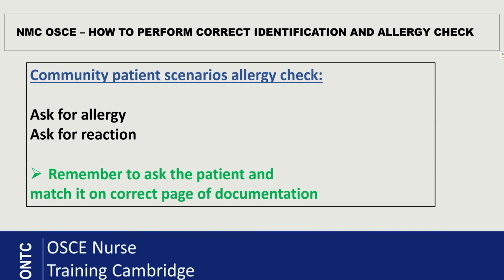So again, now community allergy check, again your patient is not wearing a red band, so you will just verbally ask them what they're allergic to and what is the reaction, and then go and check in your notes, does your document say the same allergy and the same reaction. Okay, so that's the systematic way of doing things, and do not rush it, because normally the ID check and allergy check is done at the beginning of the station.